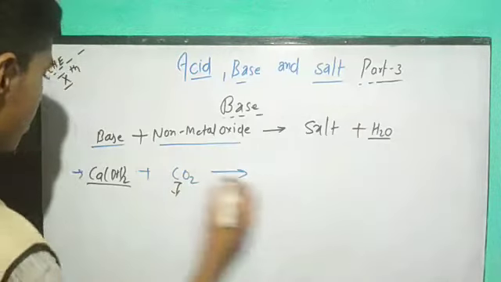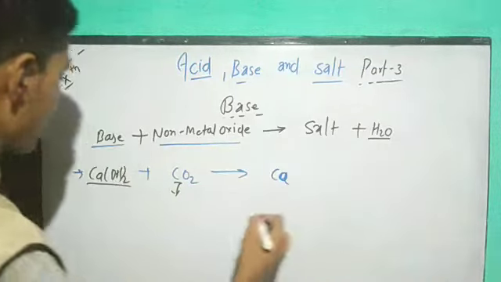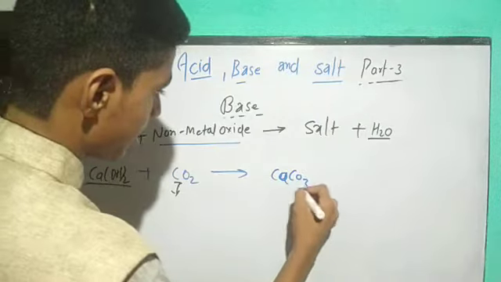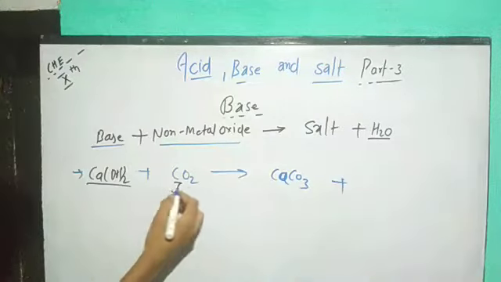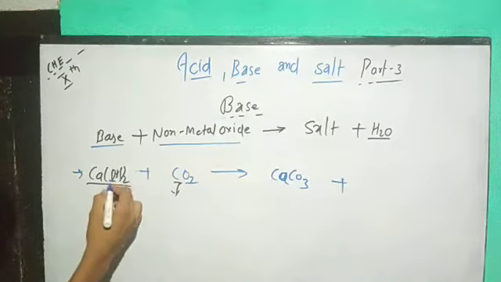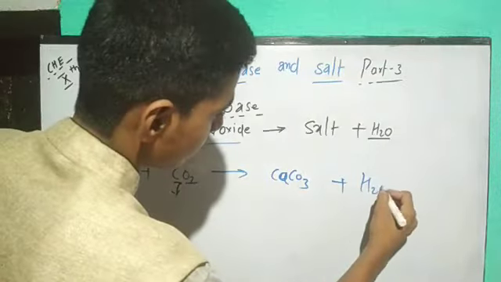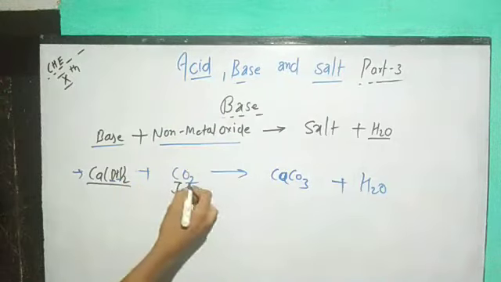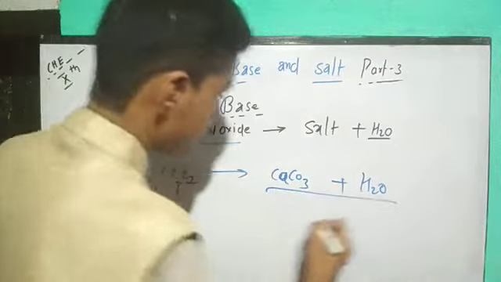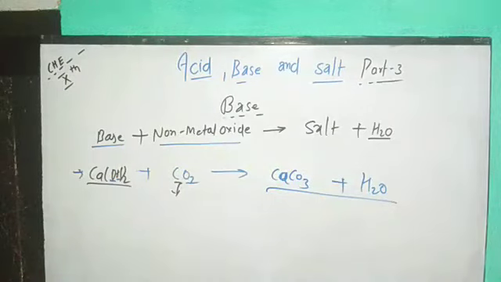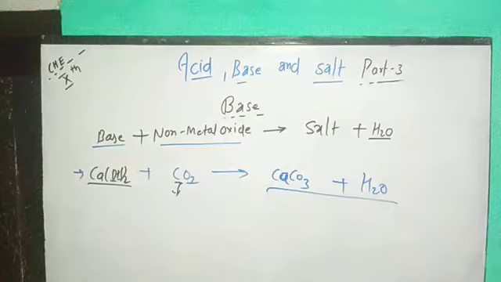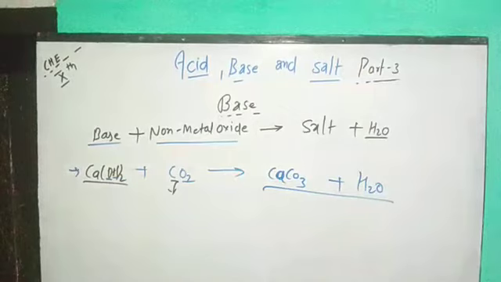Then we will get Ca, calcium, CO3, calcium carbonate. Here we can see that CO2 plus O makes O3, and here only H2 and O are required. So CaCO3 plus H2O means that overall we are getting salt and water as the products. And let me tell you one major thing: in most cases we don't balance the equation, but in certain cases where it is essential we go for balancing, then only is our reaction 100% correct.